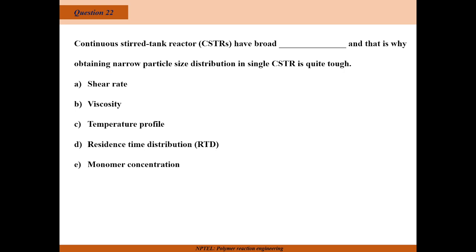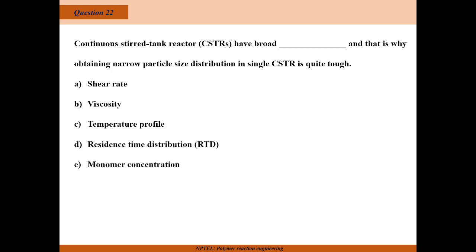Continuous stirred tank reactors, CSTRs, have a broad residence time distribution, and that's why obtaining a narrow particle size distribution in a CSTR is quite tough. In the previous year questions also there can be multiple possible answers, but among these, the most suitable answer is what matters.